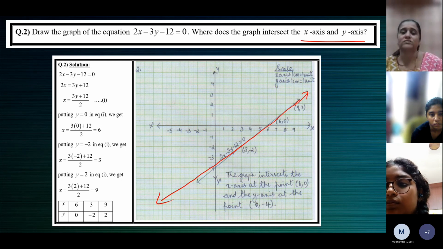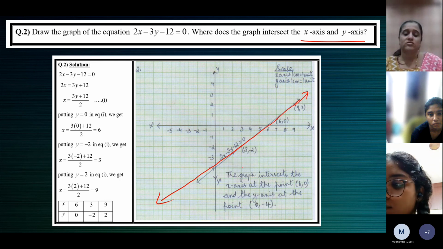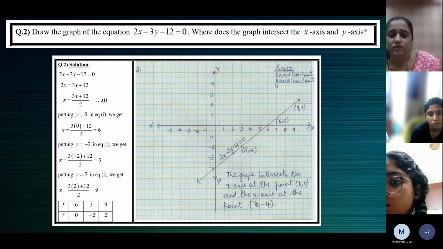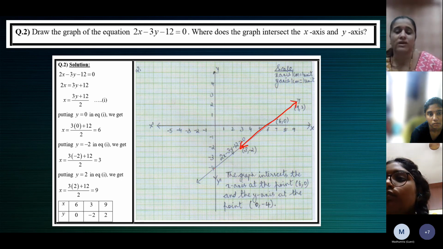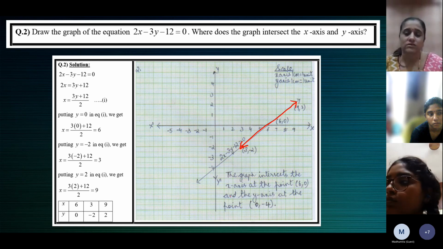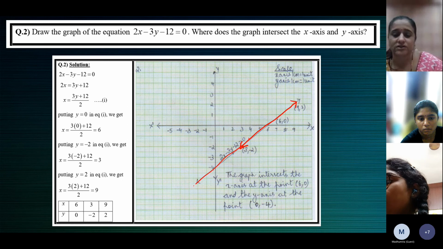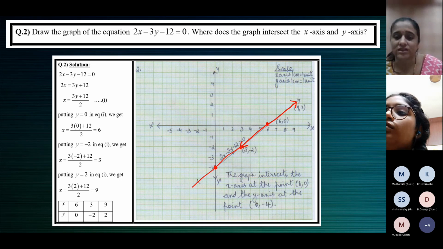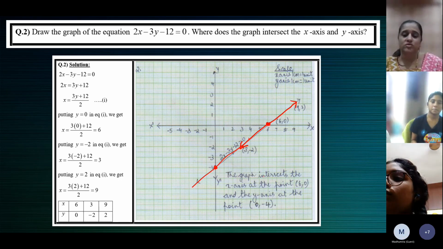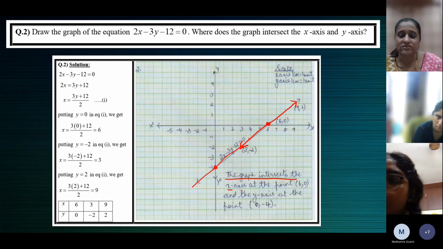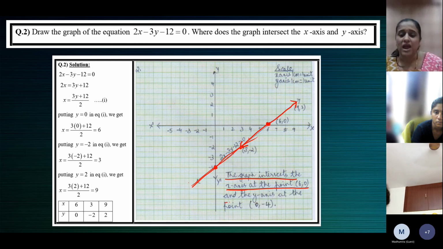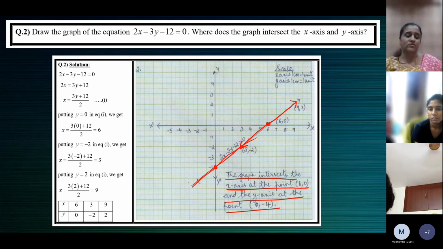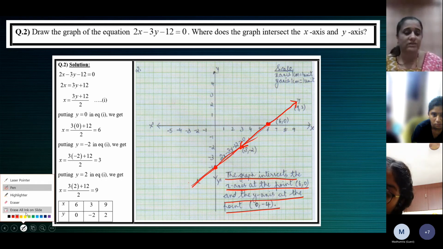That is why the question is asked. So if you just join the 3 points and put the arrow like this, then you will say my line didn't cut the y-axis at all. It's a line, so you'll have to extend it. And then you will see it meets the y-axis here. It meets the x-axis here. So the graph, meaning this line, intersects the x-axis at the point 6, 0 and the y-axis at the point 0, minus 4. You should write that. That's asked. Where it meets is asked.